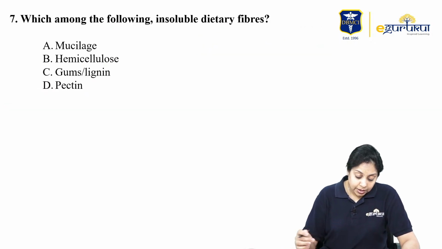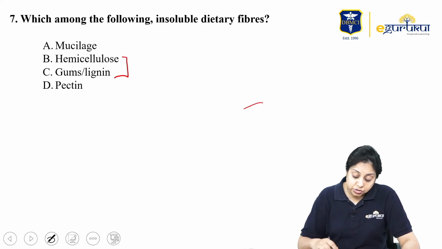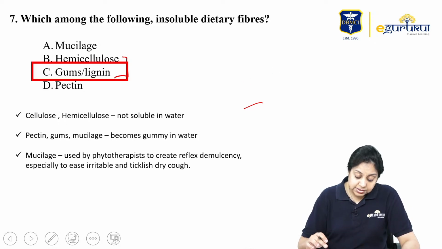Okay. Which among the following are the insoluble dietary fibers? See, hemicellulose, gums and the lignins. They both are insoluble dietary fibers, right? But the correct choice for this is the gums and the lignins, right? They are more insoluble as compared to the hemicellulose ones.